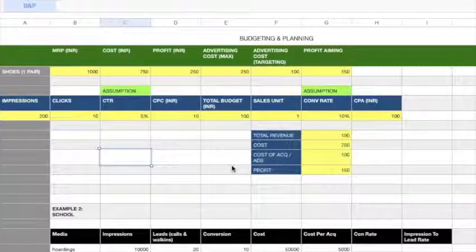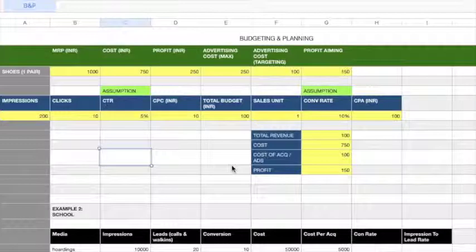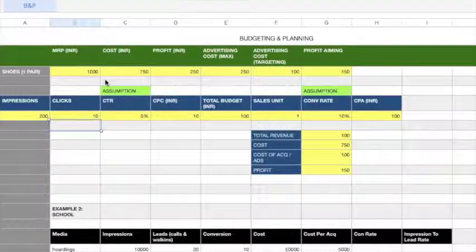Okay, so we're going to discuss the budgeting and planning process for digital marketing via two examples. In the first example, we are assuming that we are selling shoes online, and the MRP of the shoes is 1000 rupees and the cost of making the shoe is 750 rupees.